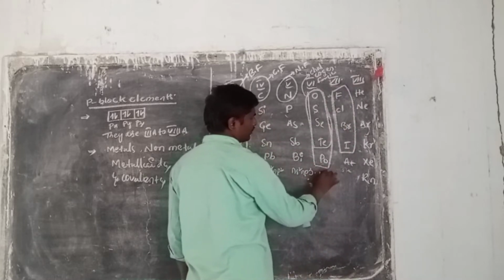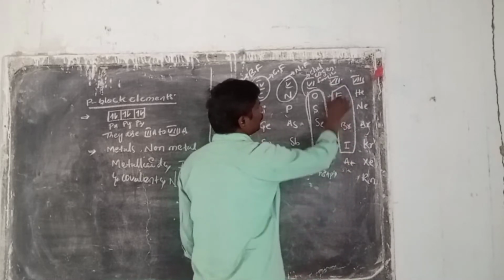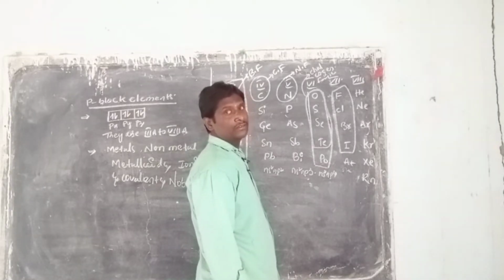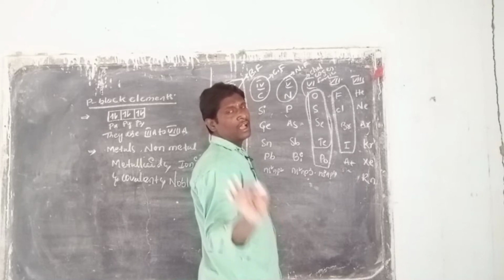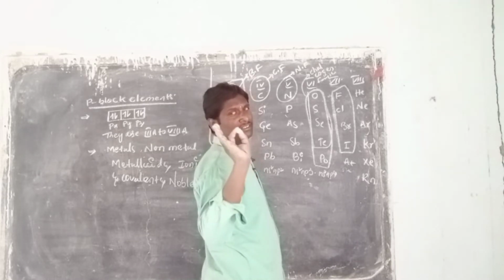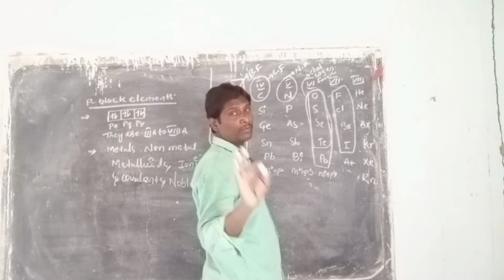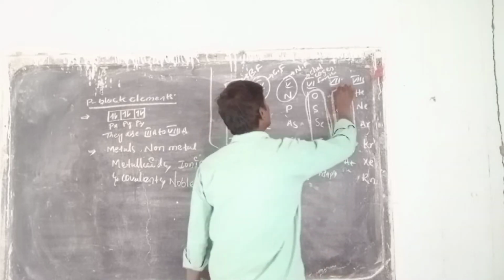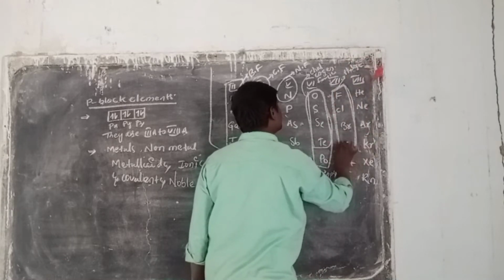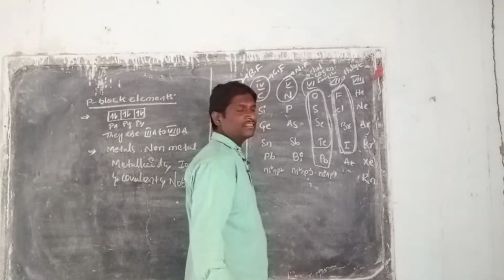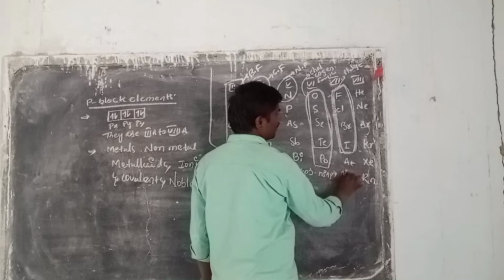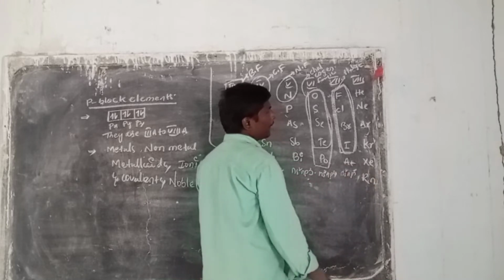Now fluorine, chlorine, bromine, iodine. The general electronic configuration is ns2 np4. These are called halogens. What is meant by halogens? According to the Greek language, halo means sea and gens means generate. It is obtained from sea salts, so it is called halogens. Like that, these are called the halogen family. The electronic configuration is ns2 np5.